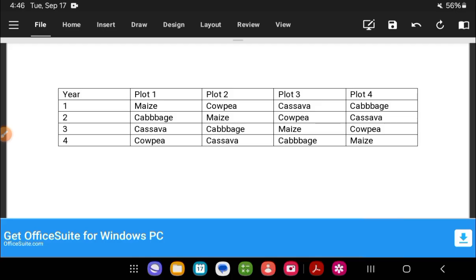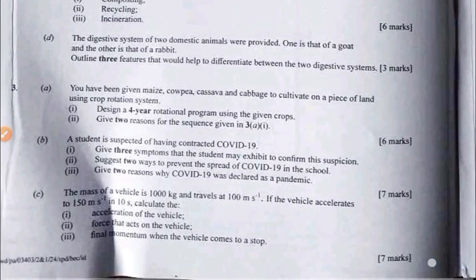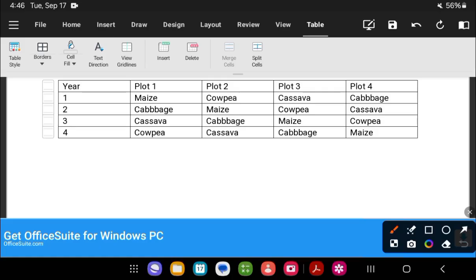Now let's look at the next question. It's closely related, so we'll come back to this diagram. So we are asked to state 2 reasons why the sequence is given as I've done. Why did I make the sequence that way? Why did I order the crops that way? So why does cowpea follow maize, then cassava follows, then cabbage follows?